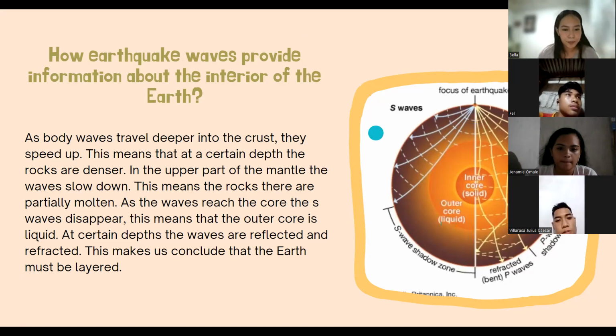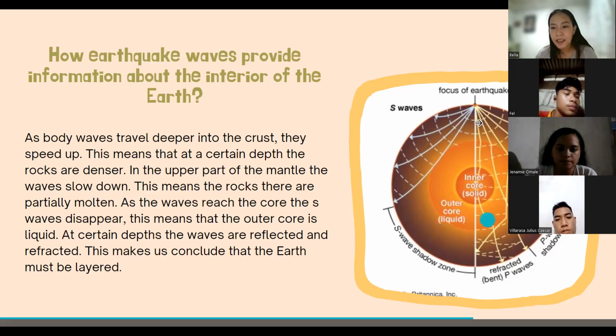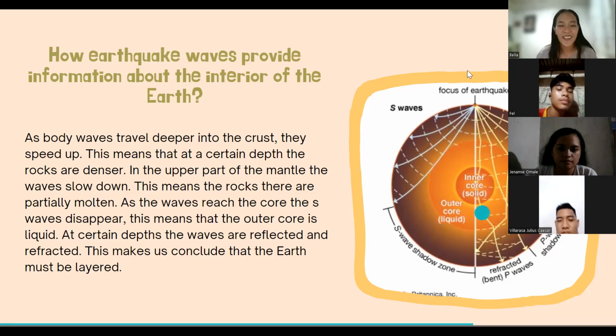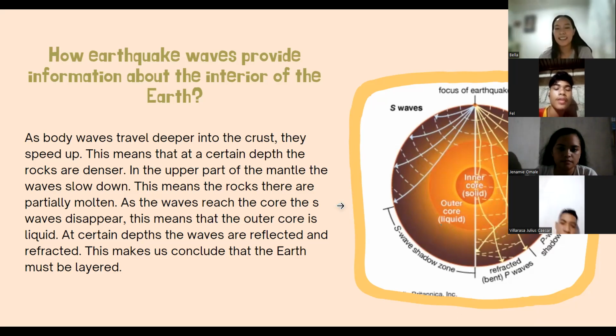Okay, so at certain depths, the waves are reflected and refracted. As you can see in this illustration, the P waves bend. So this makes us conclude that the Earth must be layered. Okay, so let's move.